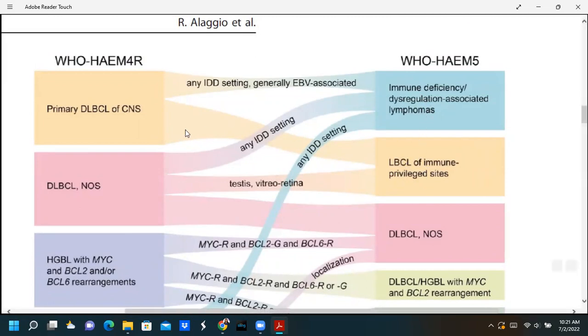Okay, we'll read more about when we were going to read the CNS thing. DLBCL NOS, any immune deficiency setting, you're going to call it immunodeficiency associated, dysregulation associated. If in the absence of an immunodeficiency setting, it is in an immune privileged site, as in testis or vitreoretina, you're going to call it LBCL of immune privileged site.